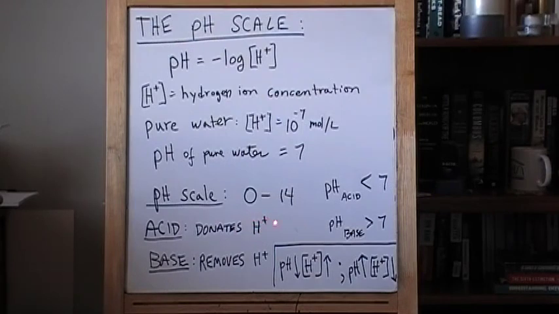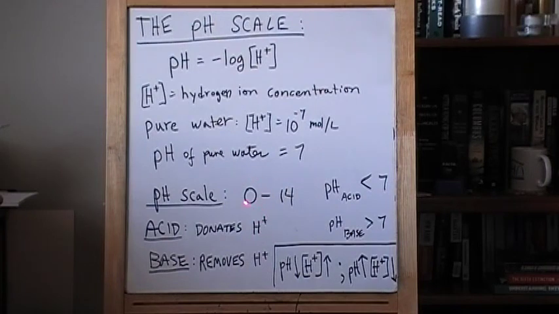And so that means that there's more hydrogen ion, and as you have more of it, this exponent gets lower. That means more hydrogen ion, because it's a negative exponent. And the base removes hydrogen ion. The base will take it away, and then that makes the exponent larger. So let's look at a couple of examples.